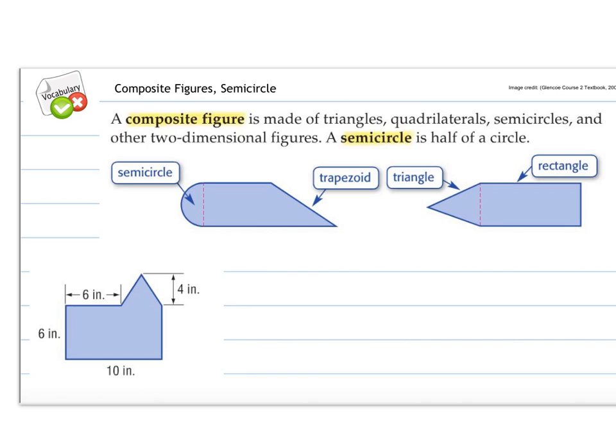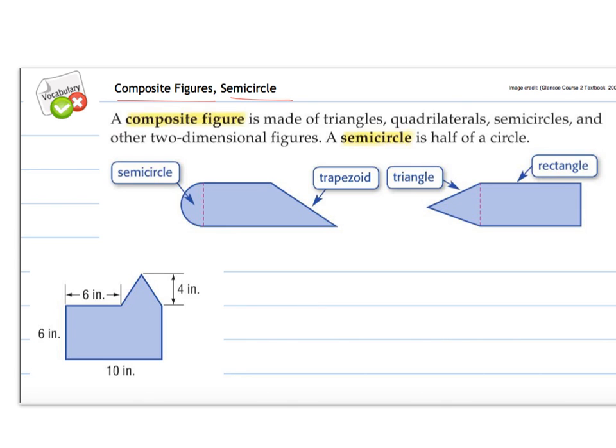So first thing you need to know is that there's new vocabulary, which is composite figures and semicircles. A composite figure is made of triangles, quadrilaterals, semicircles, and other two-dimensional figures. So it's really a shape that's made up of two or more shapes, two or more two-dimensional figures. So here are some examples.